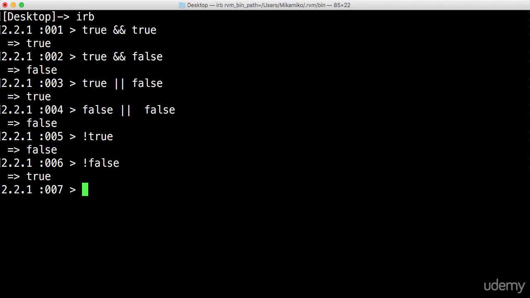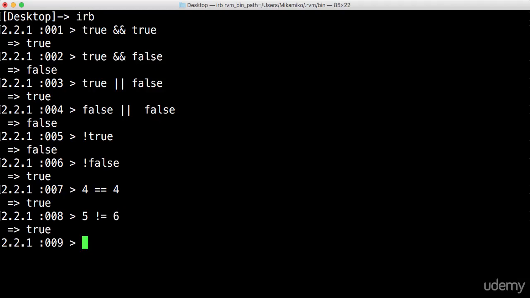Now let's look at the comparison operators. If we say 4 is equal to 4, these two values are obviously the same. Let's say 5 is not equal to 6. This should be true. And then again, let's do 6 greater than or equal to 7. This is false. There are a bunch of others of these that you can play around with, but we'll be using them over and over again in our Rails application.